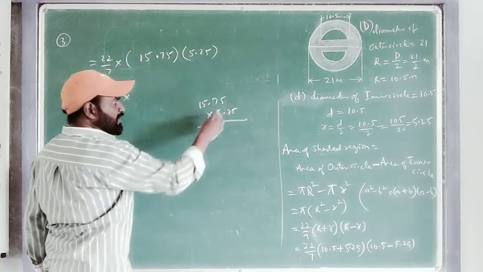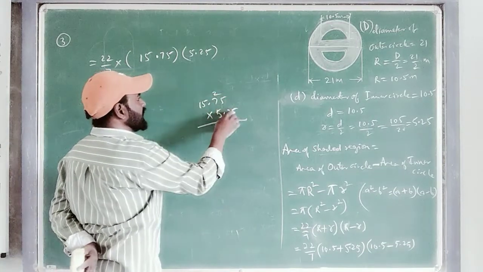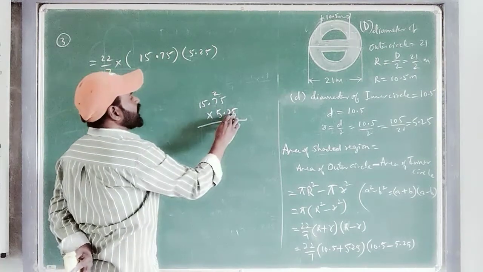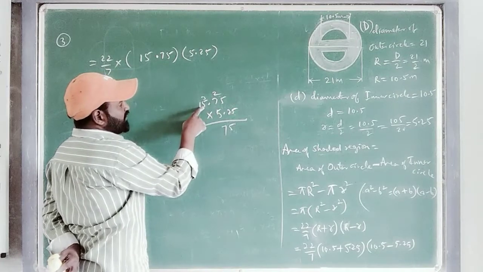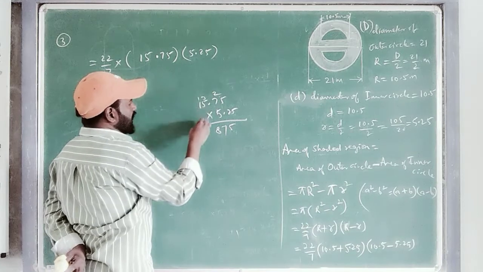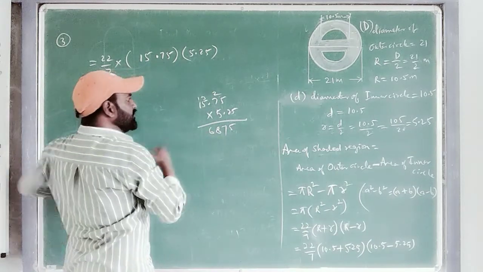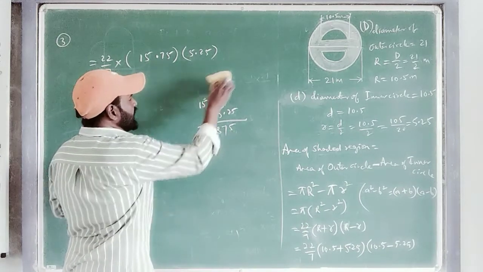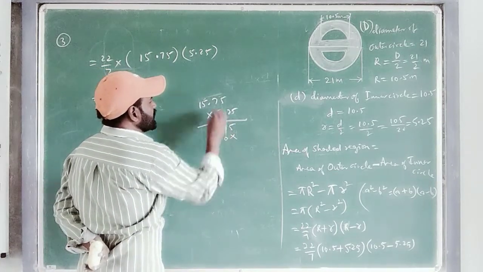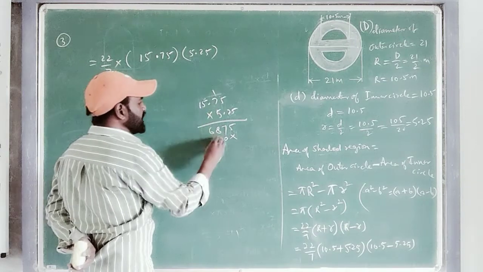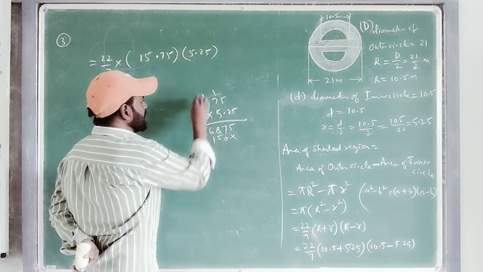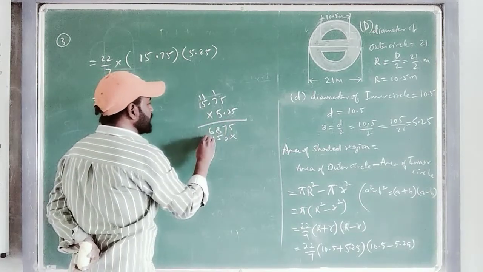5.25. So 5 5s are 25, 5 here 2 carry, 5 7s are 35, 35 plus 2 37, 3 carry, 5 3s are 15, 15 plus 3 18, 5 1s are 5, again 1 6. Okay, with 5 it is completed. Next with 2, 2 5s are 10, 1 carry, 2 7s are 14 plus 1 15, again 1 carry, 2 5s are 10 plus 1 11, 1 carry, 2 1s are 2 plus 1 3, so on.